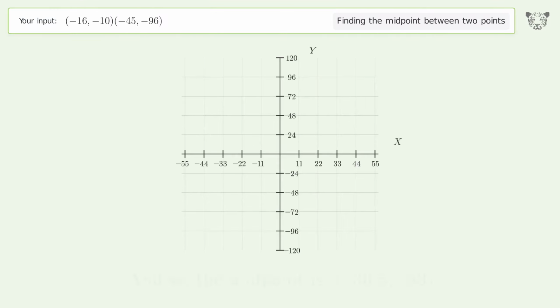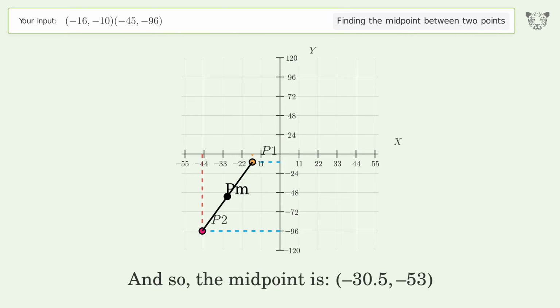And so, the midpoint is negative 30.5, negative 53.